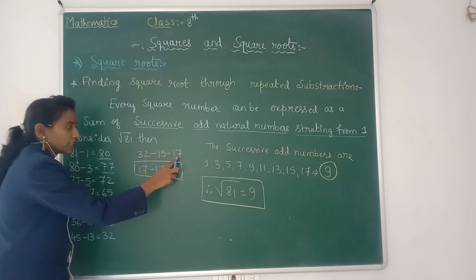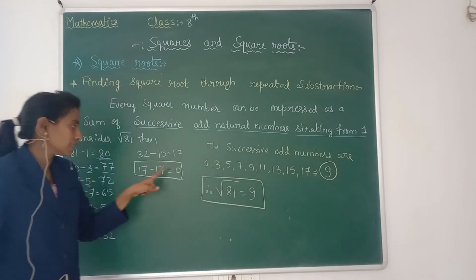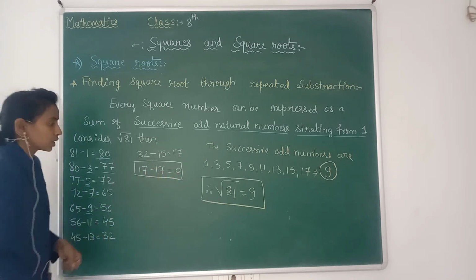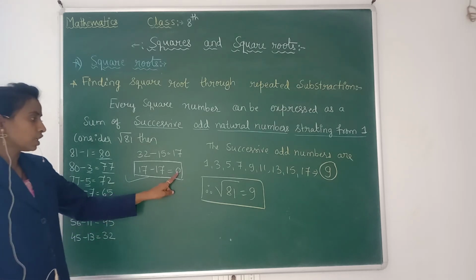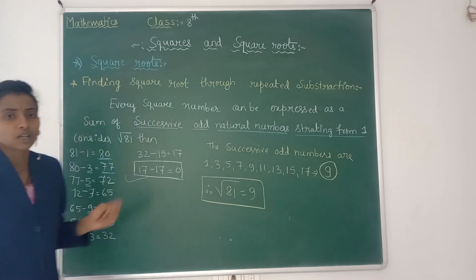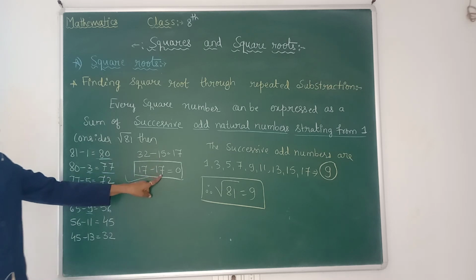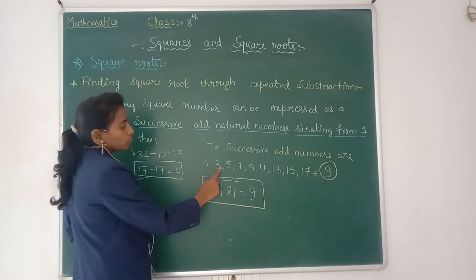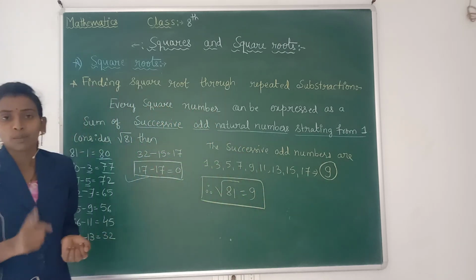In that 17 result, again the next number after 15, the next odd number, is 17. So here, 17 minus 17, you get 0. So here only you have to stop. When you get the result 0, here only you have to stop. The successive odd numbers are 1, 3, 5, 7, 9, 11, 13, 15 and 17. In total how many numbers do we have? 1, 2, 3, 4, 5, 6, 7, 8, 9. Total 9 numbers we have.